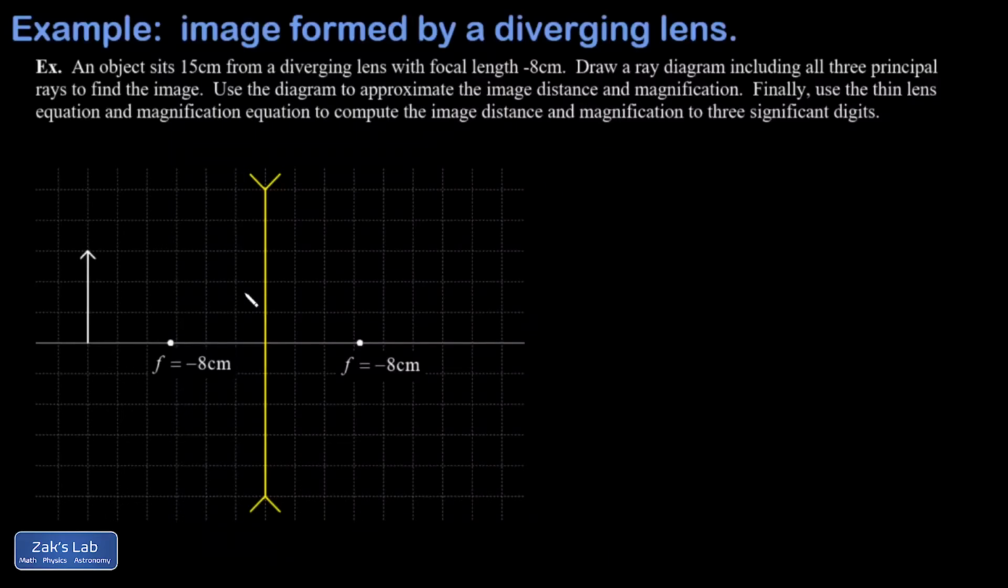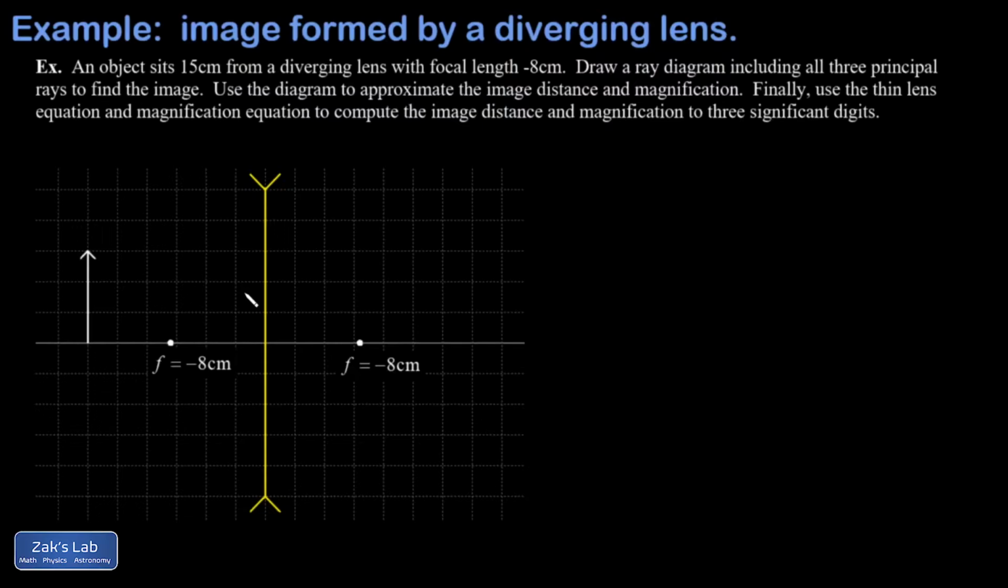In this problem, we're given a diverging lens with focal length -8 centimeters, and we have an object sitting 15 centimeters from that lens. We want to use a ray diagram with all three principal rays to find where the image is formed and approximate the magnification. And finally, we're going to use the thin lens equation and magnification equation to get the image distance and the magnification to 3 significant digits.